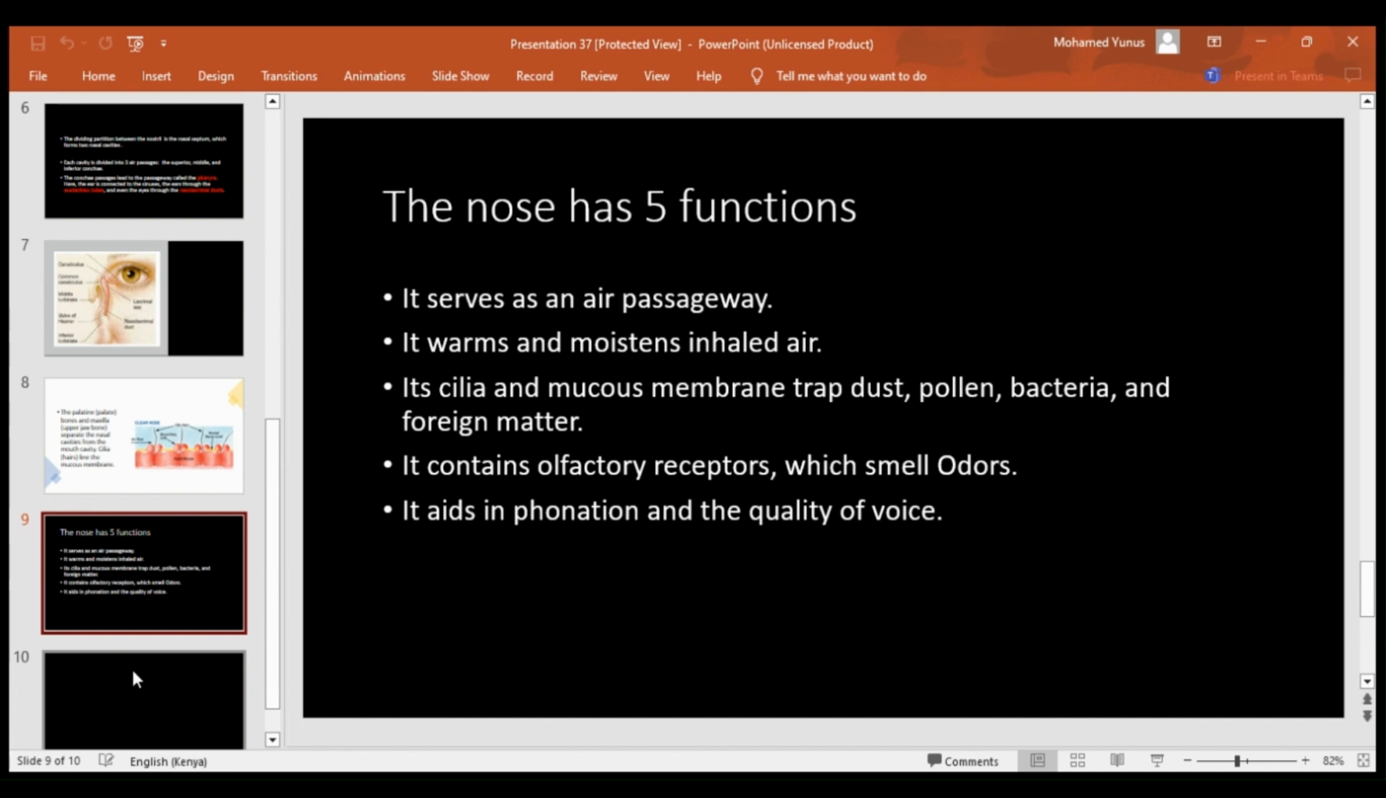Another function of the nose is that it aids in phonation and the quality of voice. For example, try blocking your nose with your fingers, then try to talk. You won't be able to sound normal. And that's why the nose plays a very important role in phonation and the quality of voice.